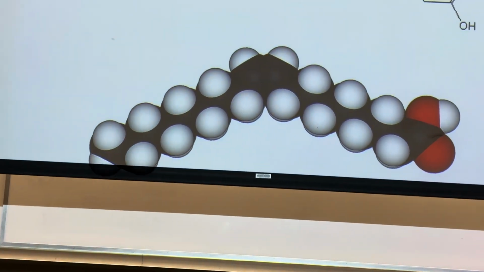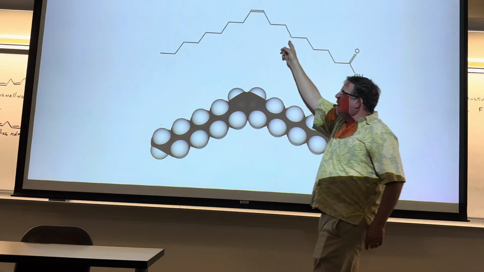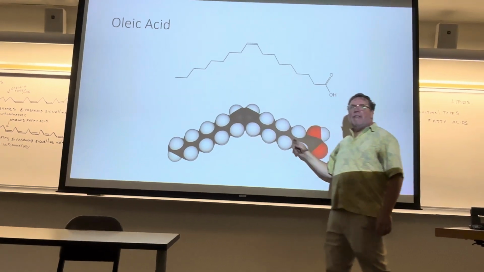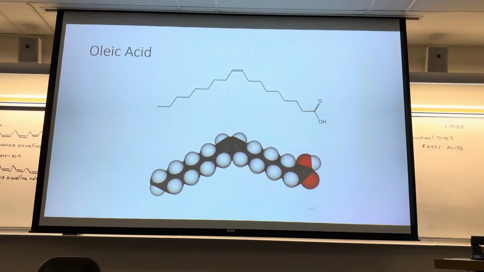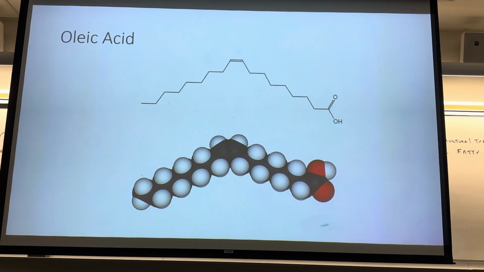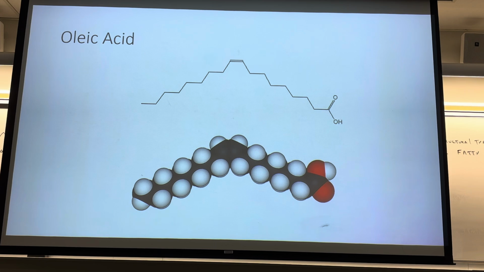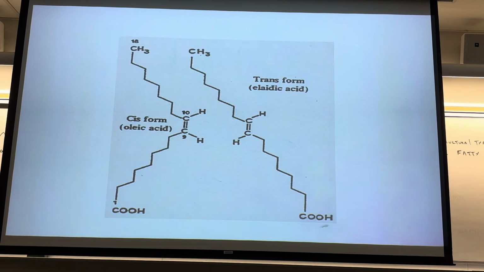Okay, so again, emphasizing the importance of the cis double bond on the overall structure of the fatty acid, and ultimately the physical properties. By having that double bond there, it puts a kink in the chain, and that kink prevents those lipid tails from packing together, which results in a decrease in melting point.